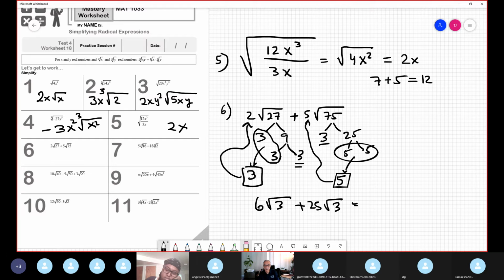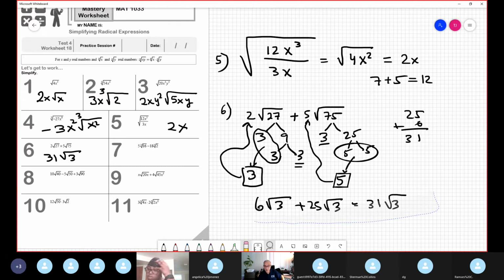Now they are like terms, and you add them. 25 plus 6 is 31. 31 radical 3, okay, the answer. 31 radical 3 is the answer. So radicals are super easy, in my opinion. I respect the opinion. It's a big, easy topic in any algebra course.